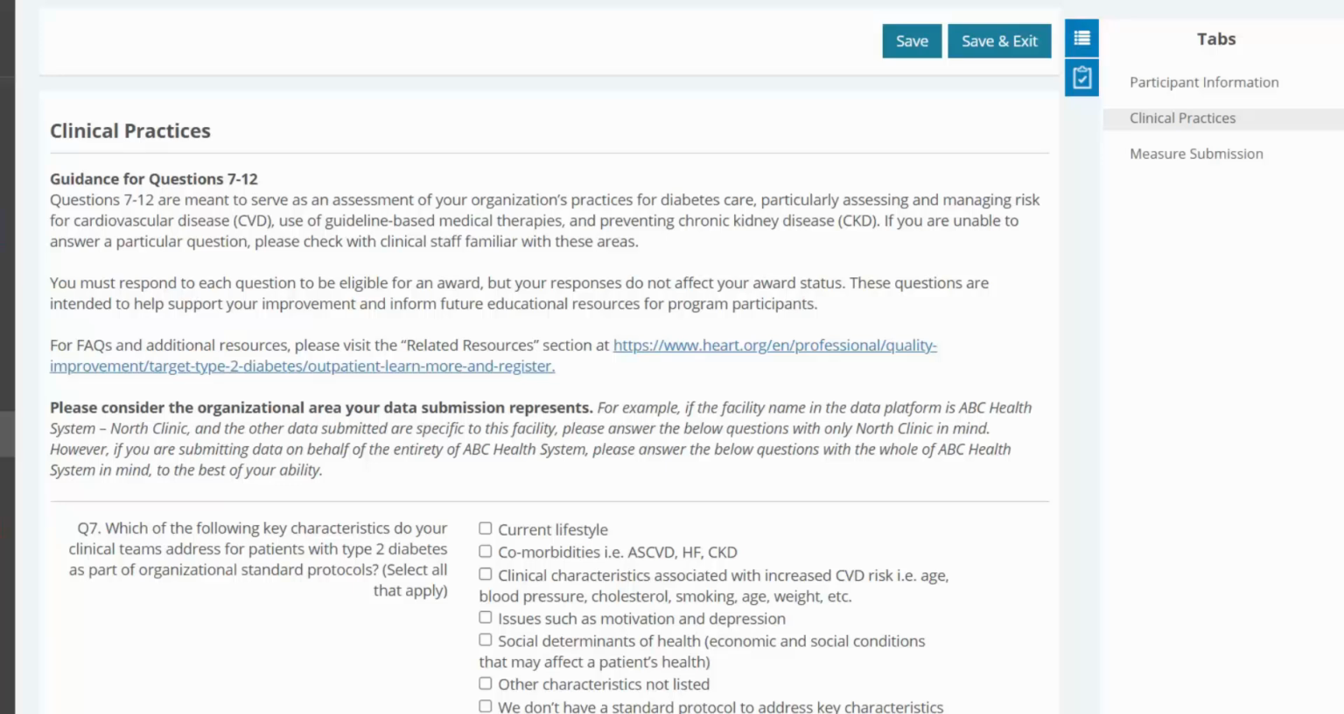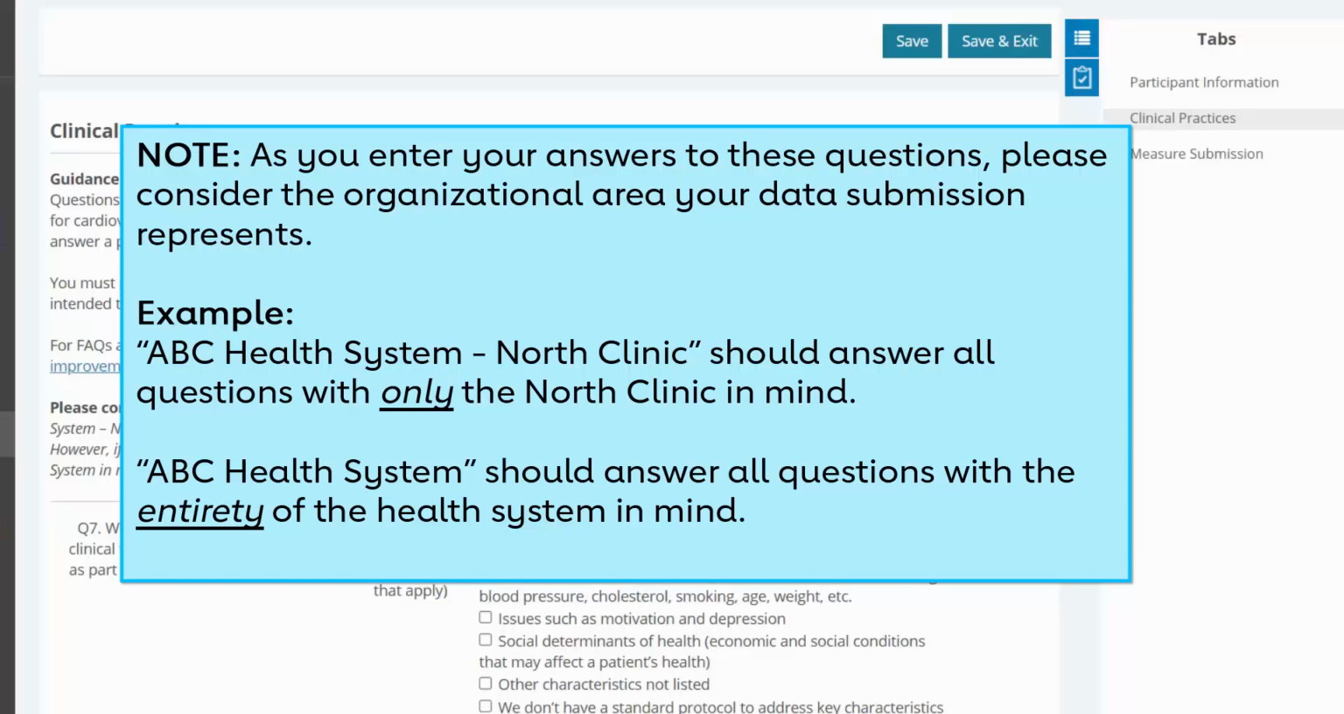Knowing and implementing the latest clinical guidelines is critical to supporting each of these goals. To better support our organizations in their awareness of and use of the guidelines, we want to continue to learn about your current practices.